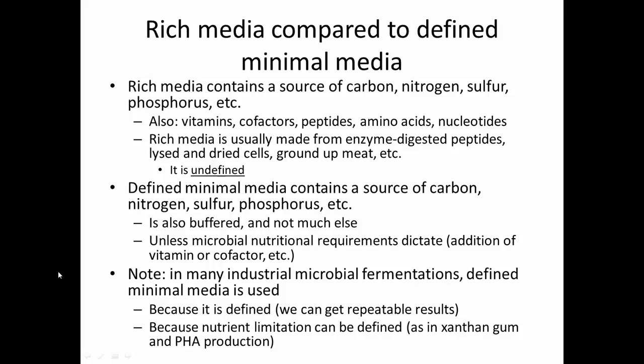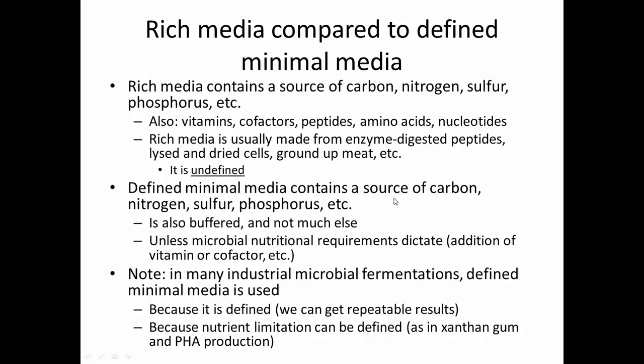Okay, so we can look at rich media, which contains sources of carbon, nitrogen, sulfur, phosphorus, etc. And is often produced from things that are digested, like enzyme-digested peptides, lysed and dried up cells, ground up meat even, etc. It's basically fairly crudely prepared broth that has all the possible nutrients and stuff that bacteria would like to eat. It is what we call an undefined media. So we kind of have an idea of what's in it, but we don't know exactly what's in it and how much of given nutrients are in it.